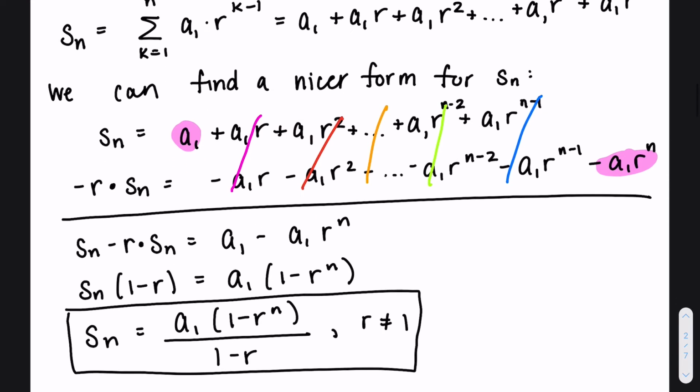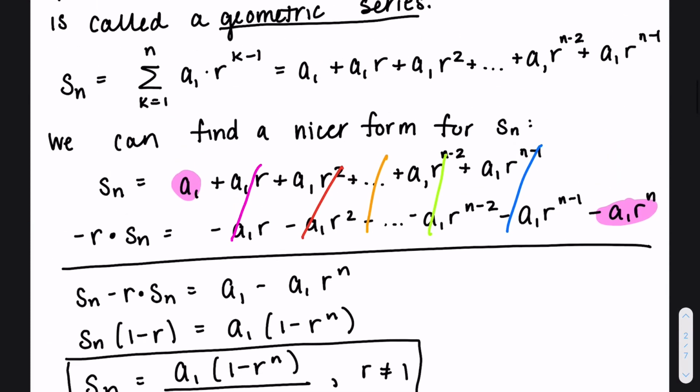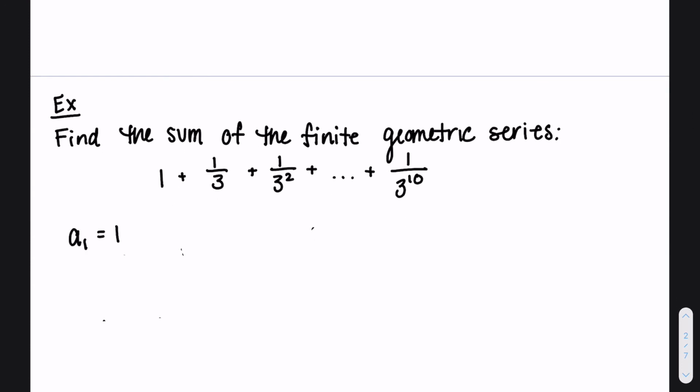Okay, so let's look at an example, and we're going to find the sum of this finite geometric series. I'm not given this in sigma form, so I can't immediately tell you what this value of n is going to be up here. You can pick off a1 and you can pick off r, but n is a little bit more difficult. So we know the first term is 1, and if you look, you're multiplying by 1/3 every single time. So my common ratio is going to be 1/3.